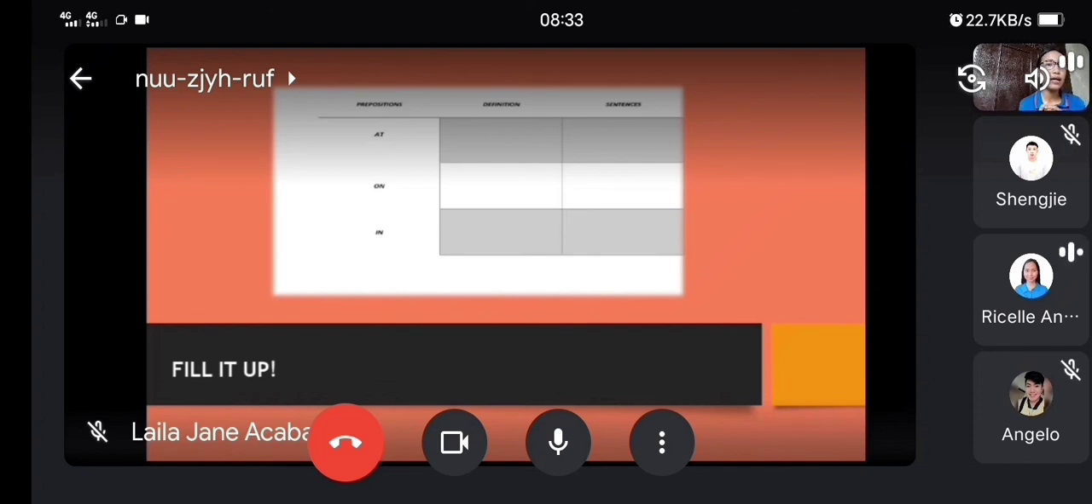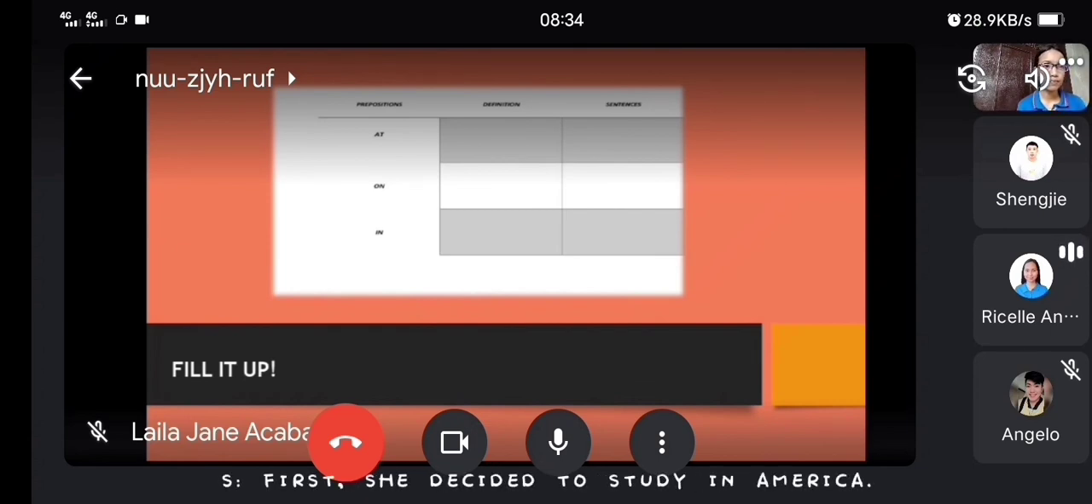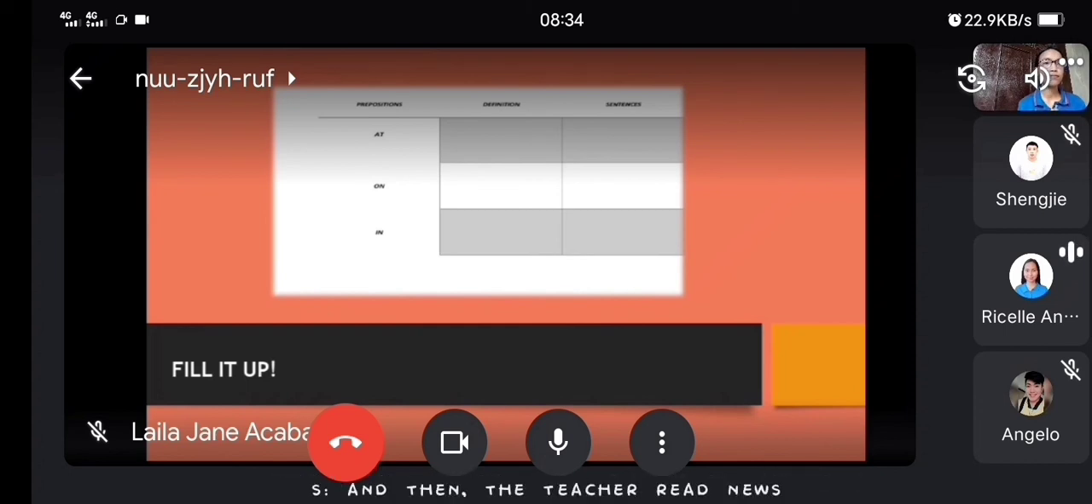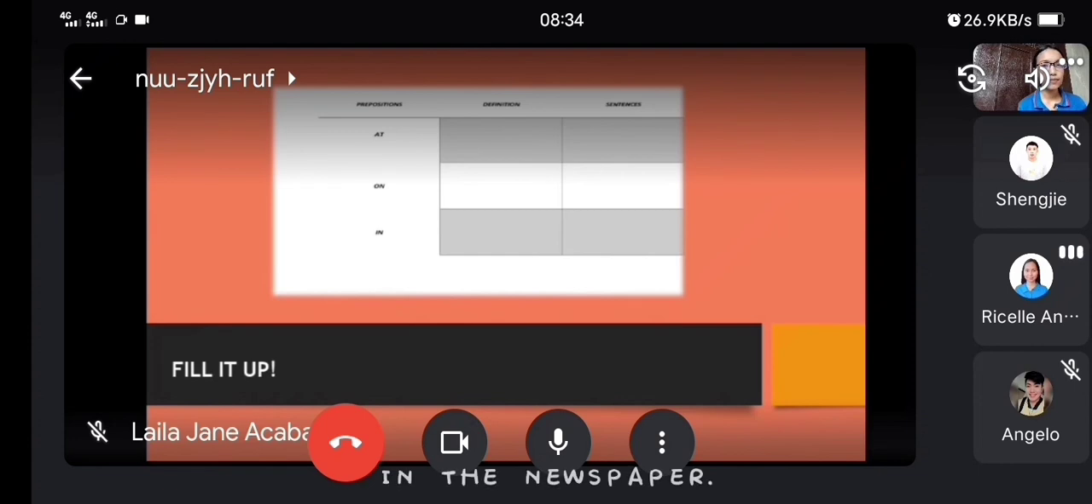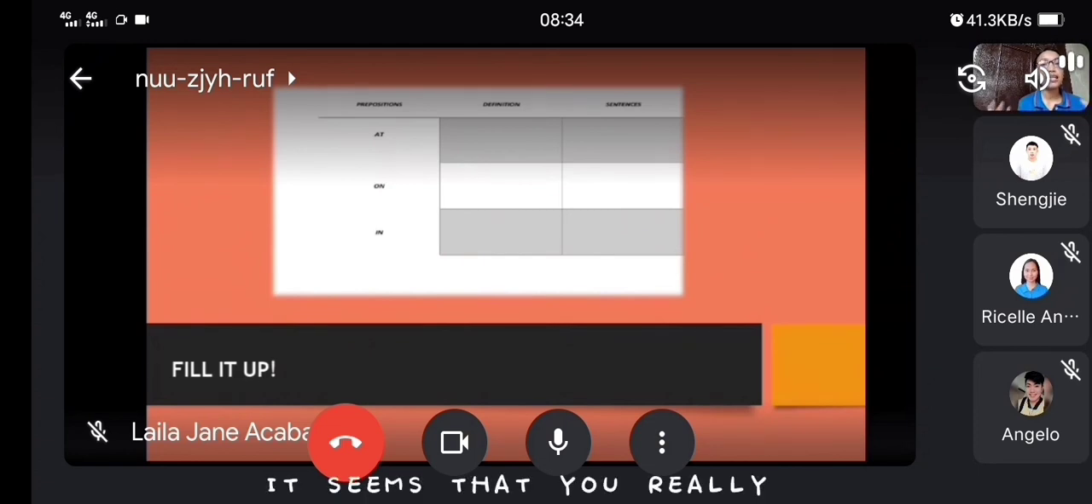Ma'am, Rizelle. Okay, Rizelle. Ma'am, the definition is, in is used when something is in an enclosed space. In is also used to refer to large spaces like countries or cities. And my sentences are, first, she decided to study in America. And then the teacher read news in the newspaper. Okay, very good, guys. It seems really that you understand our lesson, and thank goodness.